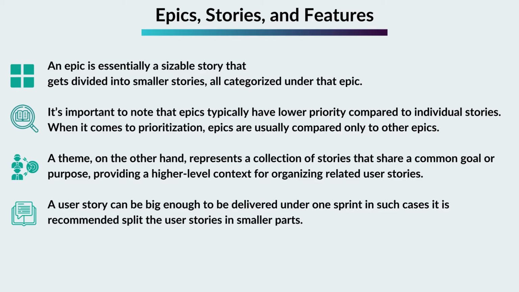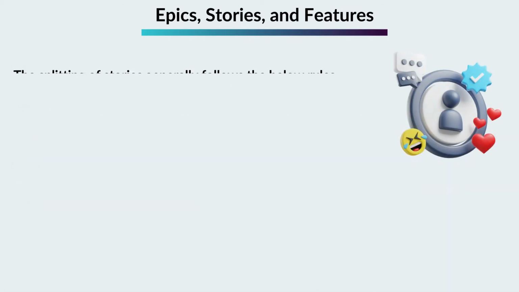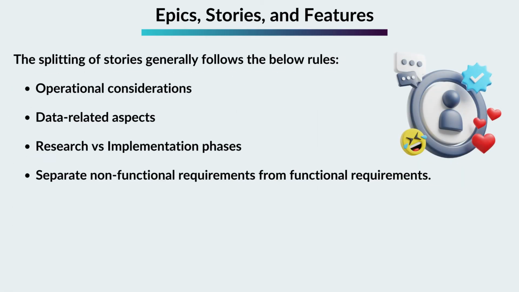A theme, on the other hand, represents a collection of stories that share a common goal or purpose, providing a higher-level context for organizing related user stories. A user story can be too big to be delivered in one sprint. In such cases, it is recommended to split the user stories into smaller parts. The splitting of stories generally follows the below rules.